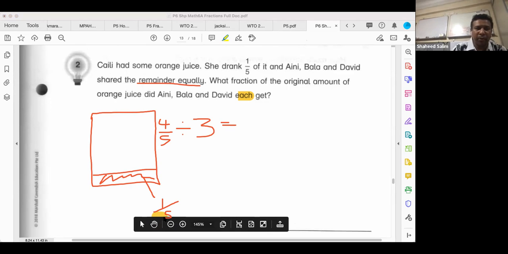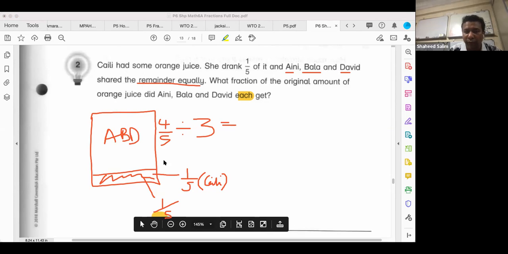Raidi. But why are you so sad? Don't be sad. So you understand at first this is 1/5. This one belongs to Charlie. Well done, Shafia. This Charlie. And then Aini, Bala, David, ABD, they are sharing this 4/5. So I must divide by how many? By 3 persons. So 4/5 divided by 3. So become 4/5. Yes, you will get over 15.